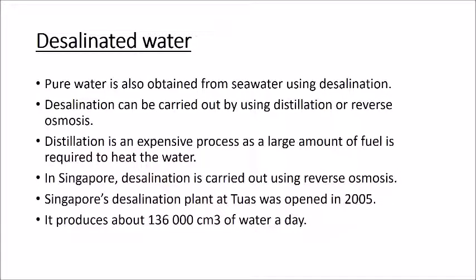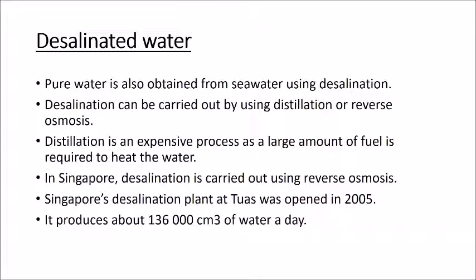So we have taken a look at the desalination plant in Tuas. So what is desalinated water? Pure water is obtained from seawater using the process called desalination. It can be carried out by using distillation or reverse osmosis. Distillation is an expensive process as a large amount of fuel is required to heat the water. So in Singapore, desalination is carried out using reverse osmosis.